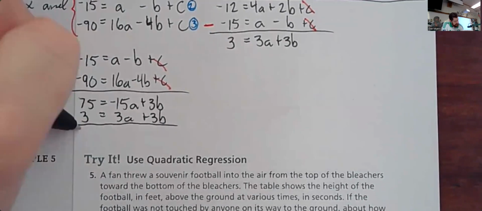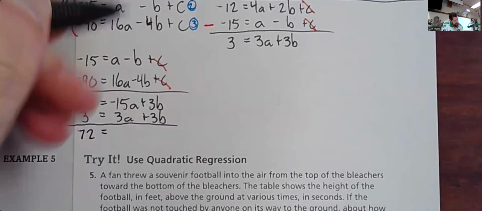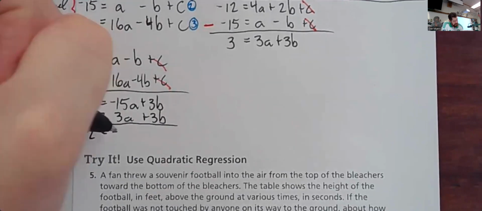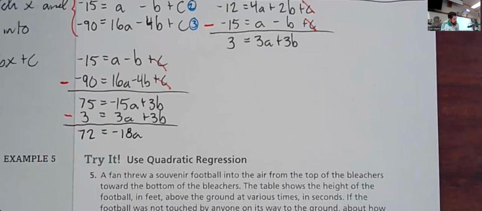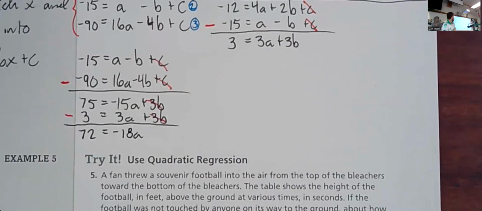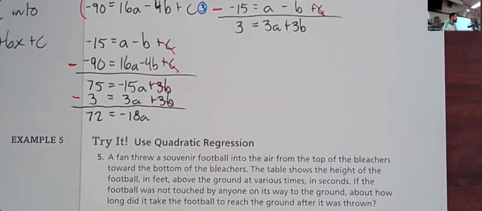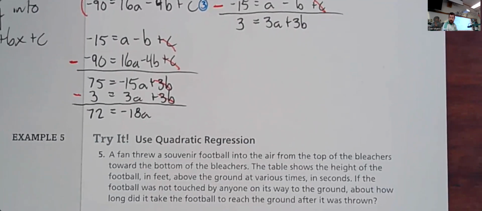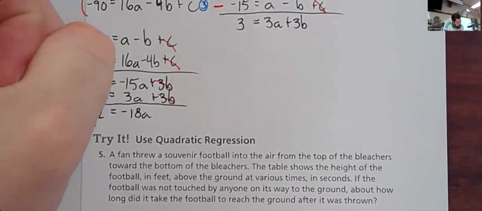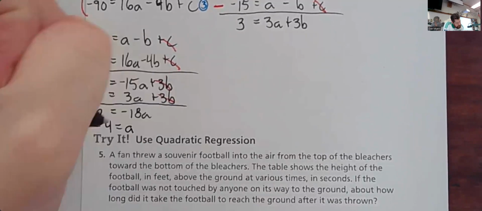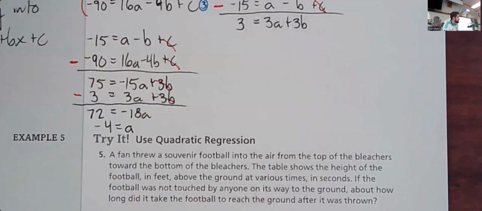75 minus 3 is 72. Negative 15 minus 3 is negative 18A. And then the 3B's cancel out. So divide by negative 18. What does A equal? What is it? Negative 4. Good. So A equals negative 4. All right, so we got A equals negative 4.